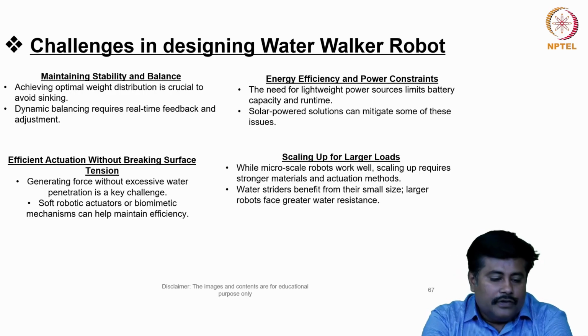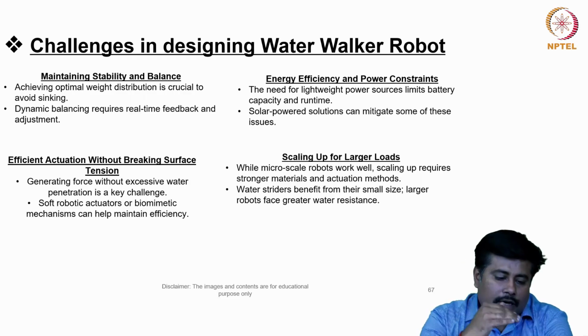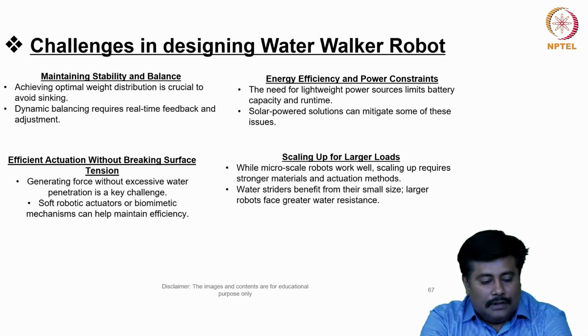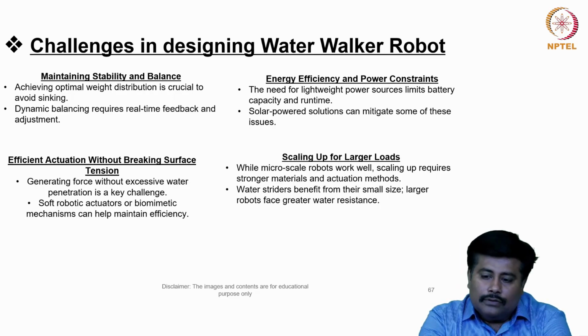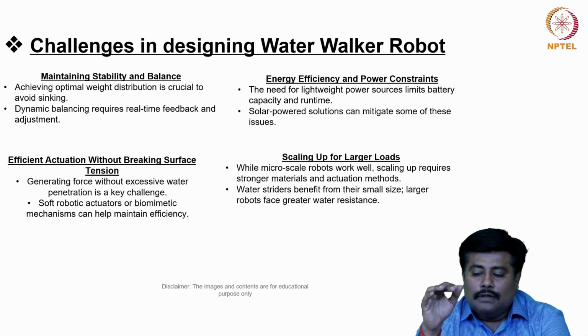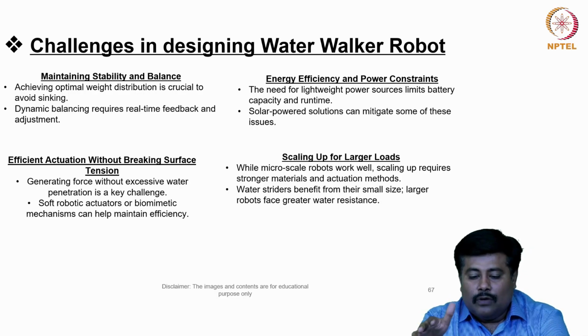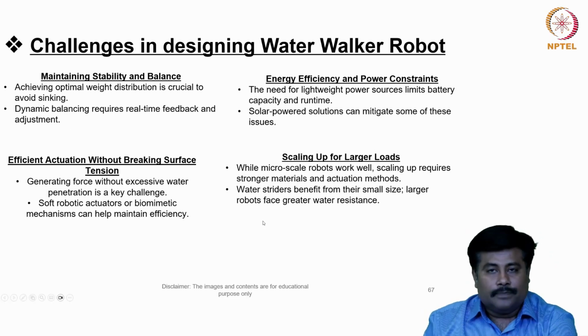As far as efficient actuation without breaking surface tension is concerned, generating force without excessive water penetration is a key challenge. Soft robotic actuators or biomimetic mechanisms can help maintain efficiency, and can be used for scaling up to a larger load. While microscale robots work well, scaling up requires stronger materials and actuation methods. Water striders benefit from their small size, and larger robots face greater water resistance.